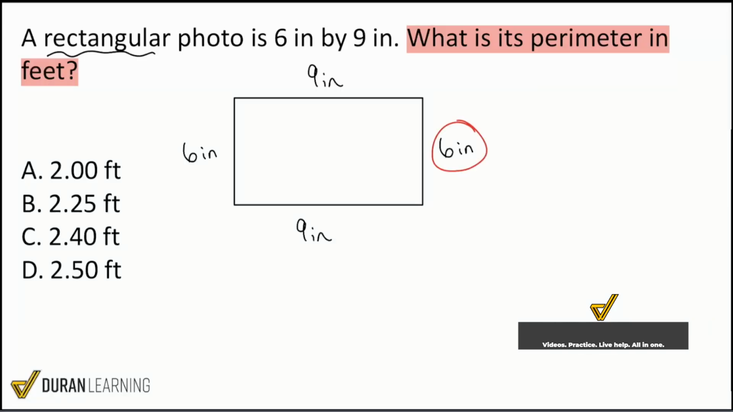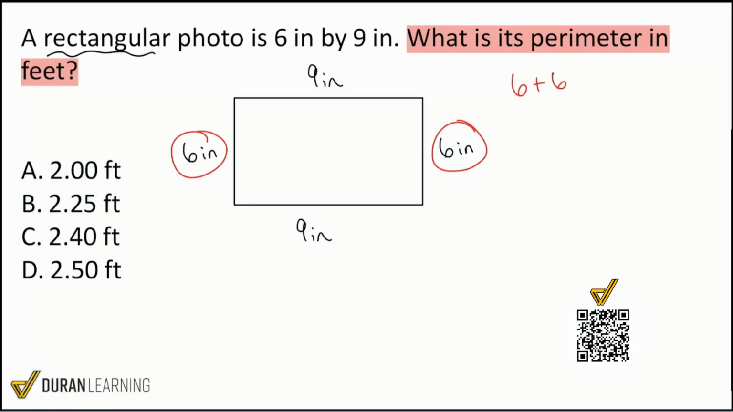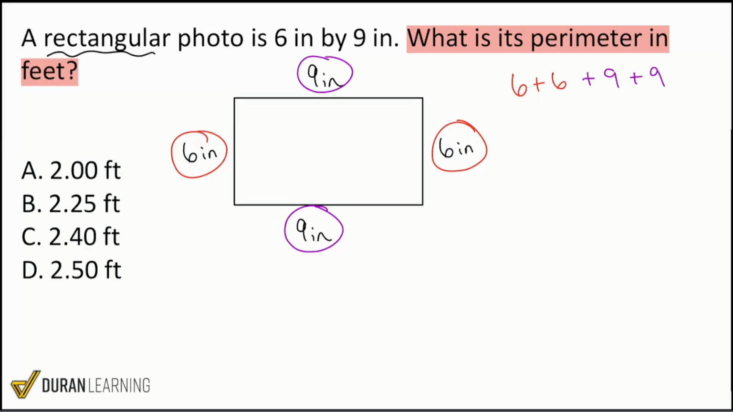So we have 6 twice, so that's going to be 6 plus 6. And then we have 9 twice, so we'll add that in as well. When we add all of this up, we have 6 plus 6, which is going to be 12. 9 plus 9, which is 18. Add those together, and we get a perimeter of 30 inches. So there we are. There's the first step. The first step is getting that perimeter, which we've done successfully. We should feel pretty good about that.